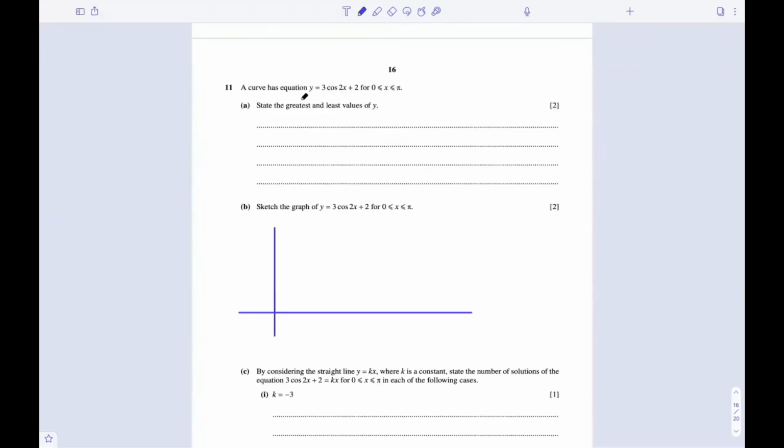In this question, we have an equation y is equal to 3 cos 2x plus 2. For x greater than 0 and less than pi, we have to state the greatest and least value of y. So for the greatest value, we can just add this 2 and this 3 up here. So the greatest value will become 5. And for the least value, we simply subtract the two values. So the least value would be minus 1.